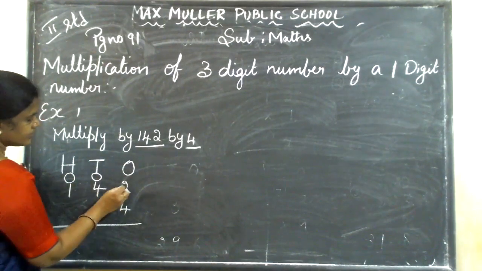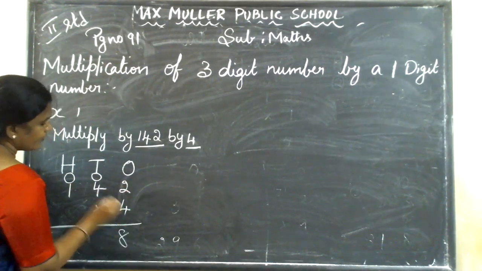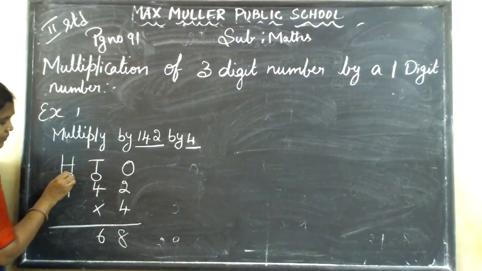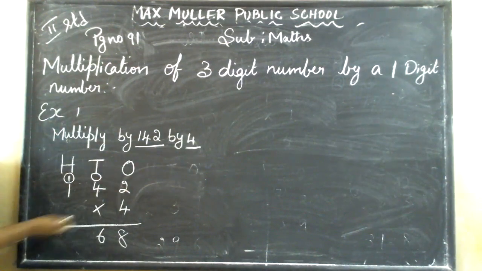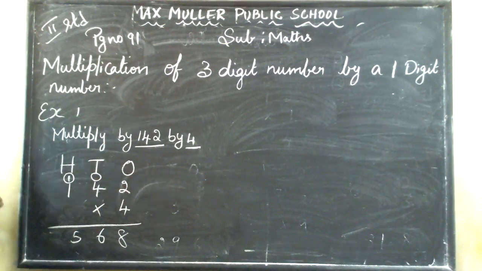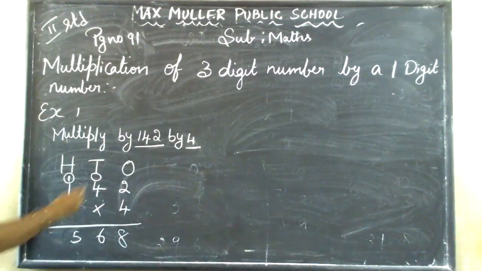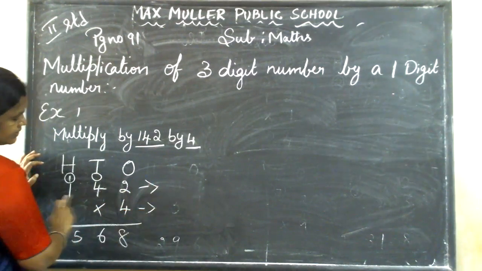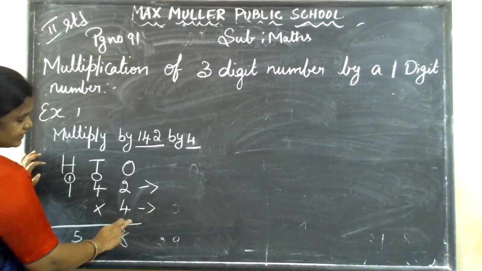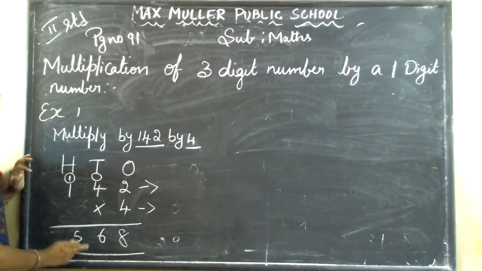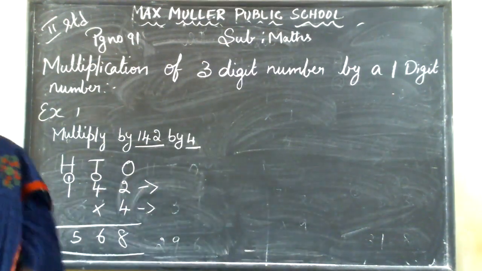Now see, 4 2s are 8, 4 4s are 16. 6 we will write here, 1 we will carry to the hundreds column. 4 1s are 4 plus 1, 5. 568. First you want to arrange the number, children. This is first step, this is second step. This is a 3-digit number, 1-digit number. After we do the multiplication, we will get 568.